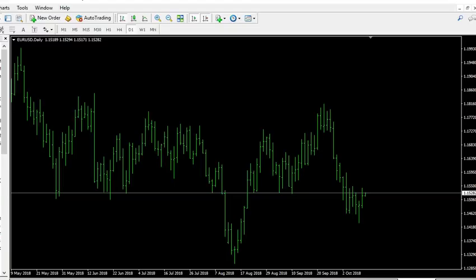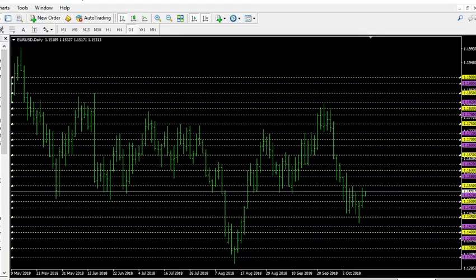This here is the daily chart of the euro dollar. And this here is the euro dollar with all of the psychological price levels placed on it. Any questions? I got a few.